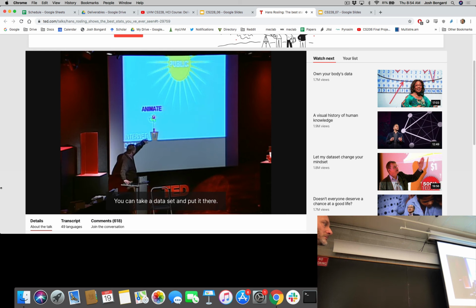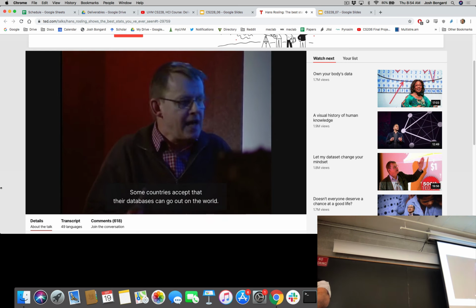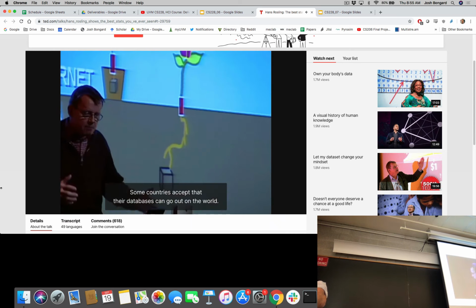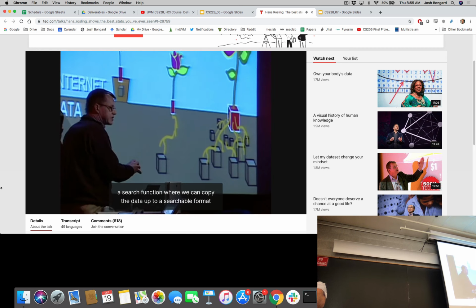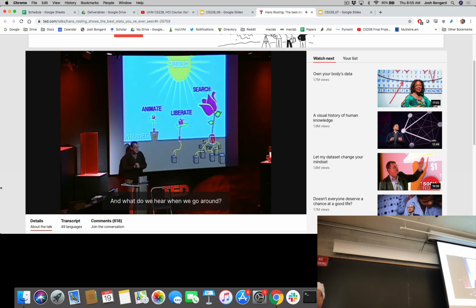You can take a data set and put it there. We are liberating UN data. Some few UN organizations, some countries accept that their databases can go out on the world. But what we really need is, of course, a search function. A search function where we can copy the data up to a searchable format and get it out in the world. And what do we hear when we go around?